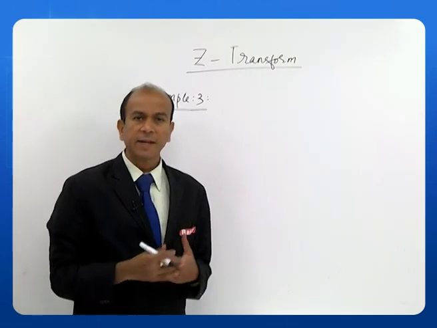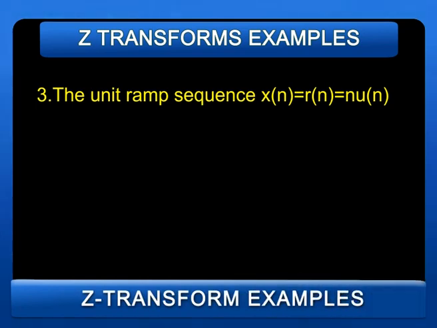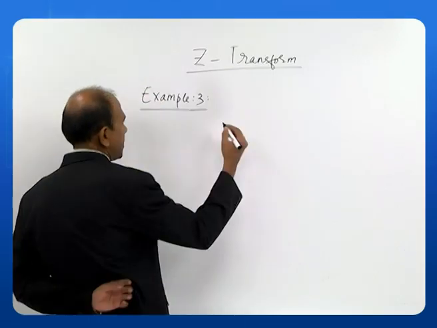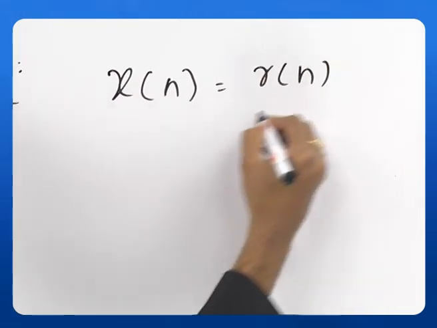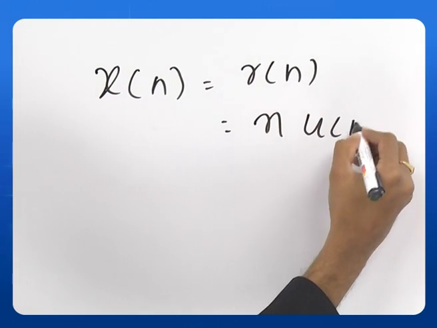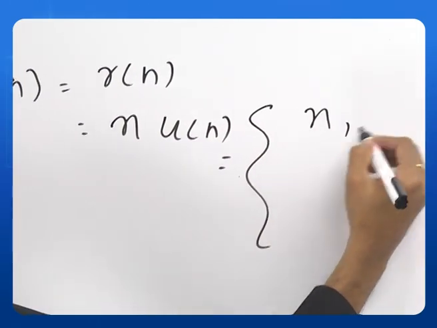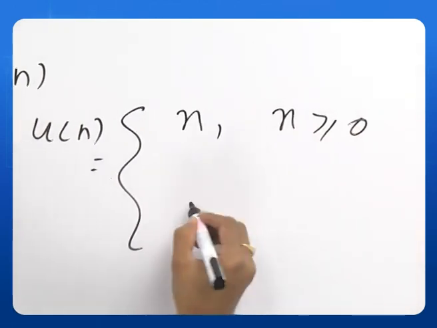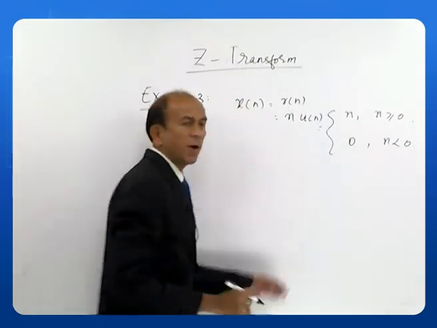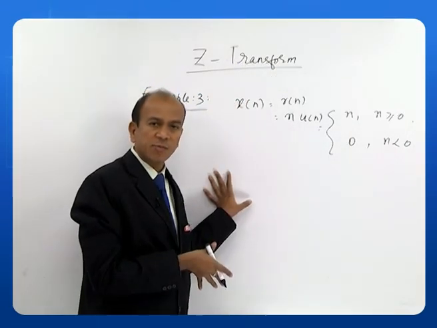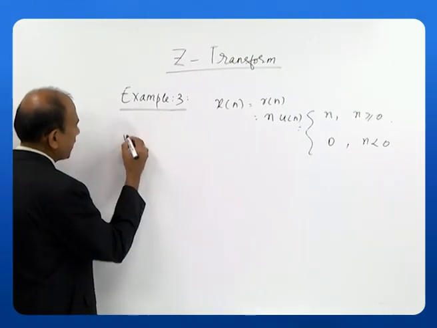Let us see the third example where we have to calculate the z transform of a ramp function. Let us say x of n is r of n, which is nothing but n u of n. So, this has the value n for n greater than or equal to 0 and 0 for n less than 0. Now, we have to calculate the z transform for this type of function. So, let us find x of z here.